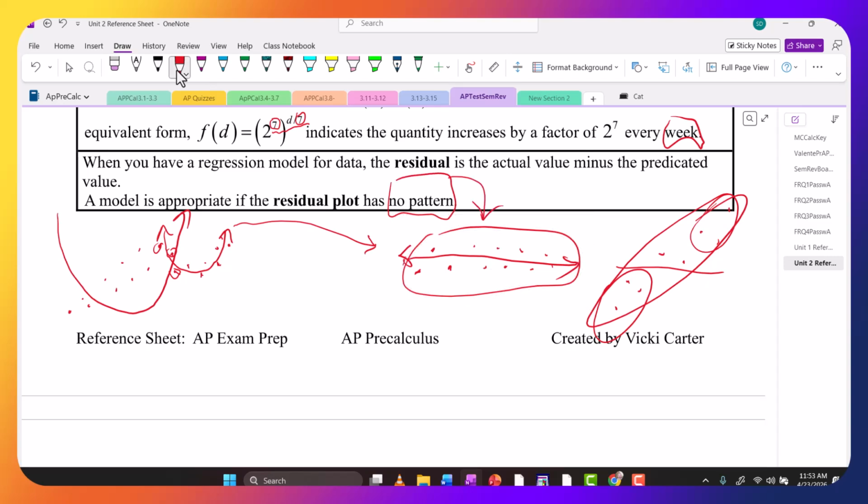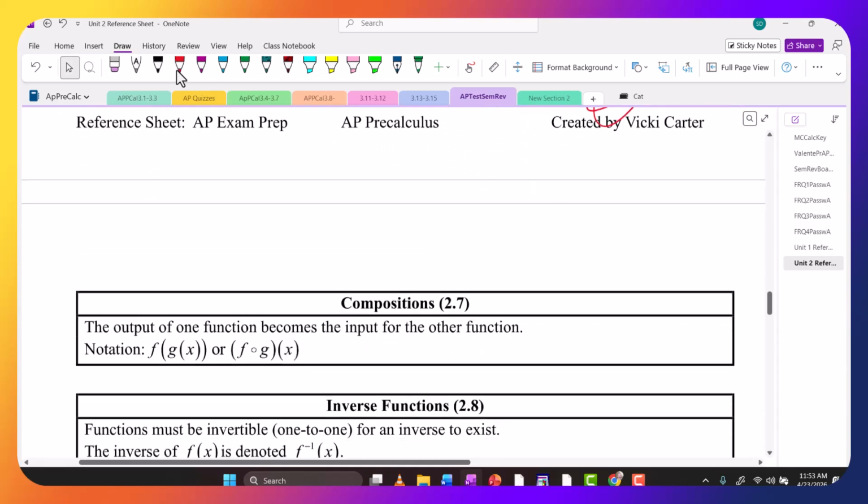This is a pattern of going away from the model. This is a residual plot. I used that term wrong.